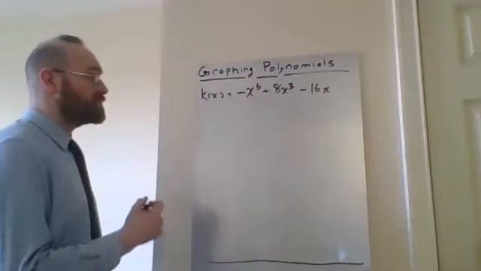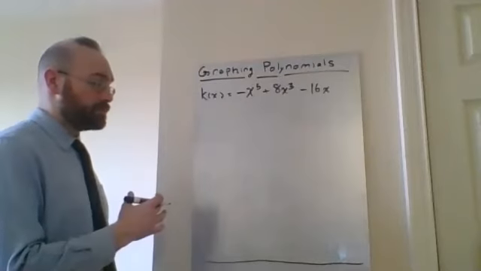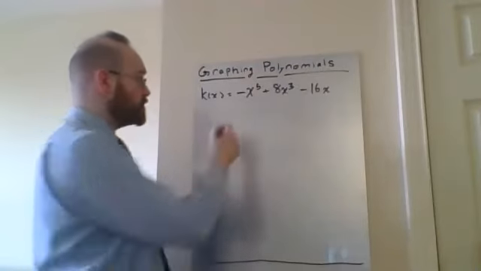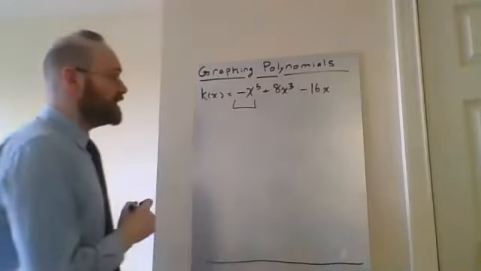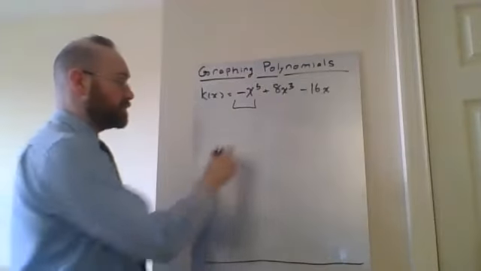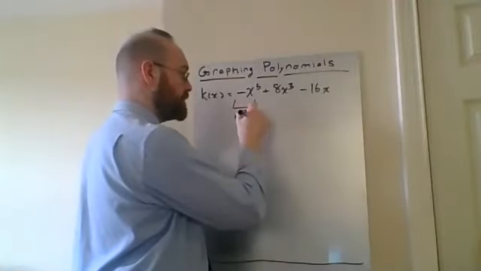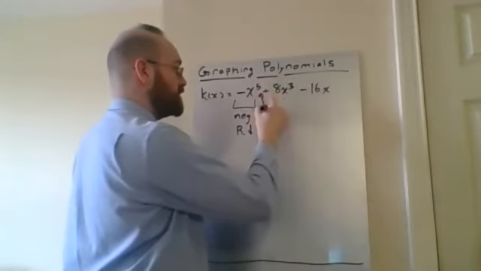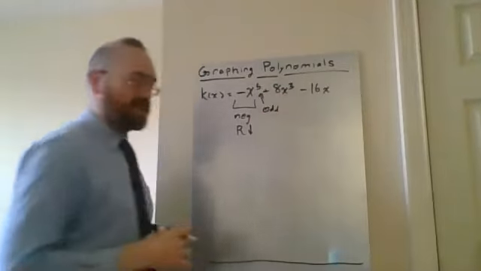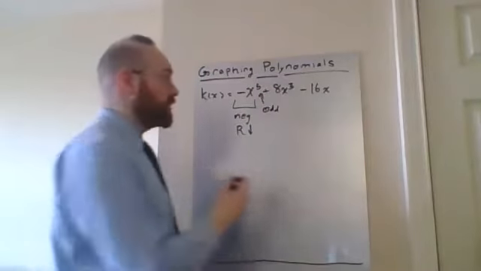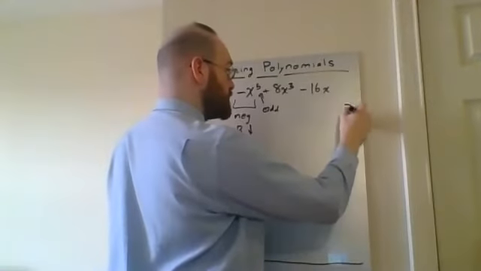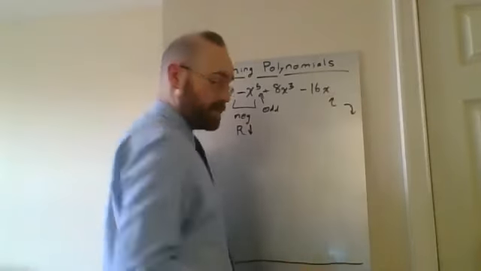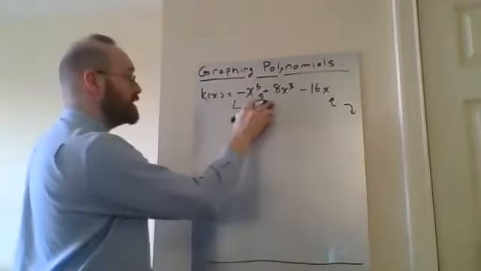So our first step is our end behavior. So we have our leading term. It's negative, which means the right side is going to go down, and it's an odd degree, which means the left side is going to do the opposite thing. So over here, right side goes down, left side goes up. That is our end behavior.